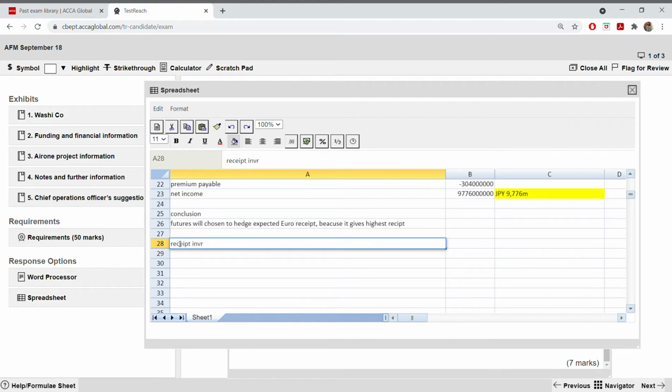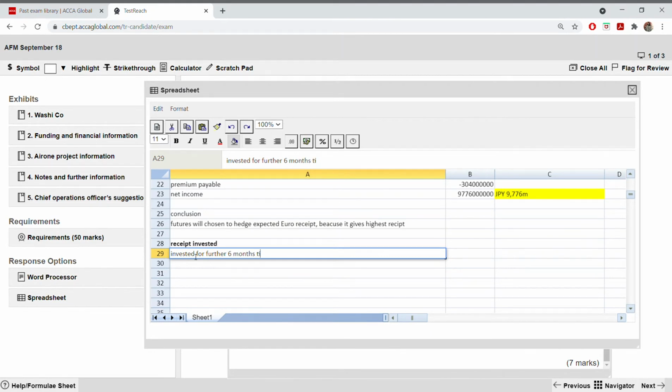I will be going a little faster because otherwise I will not be able to finish it in time. I think it will take more than 3 hours if I go at this speed. So the receipt is invested for a further 6 months, still needed for the AR1 project.